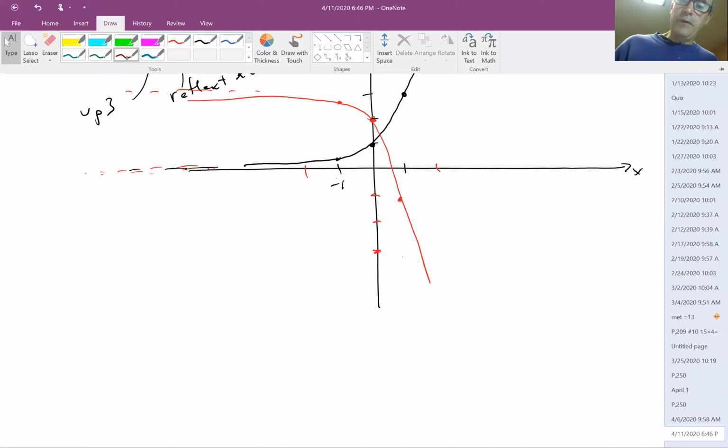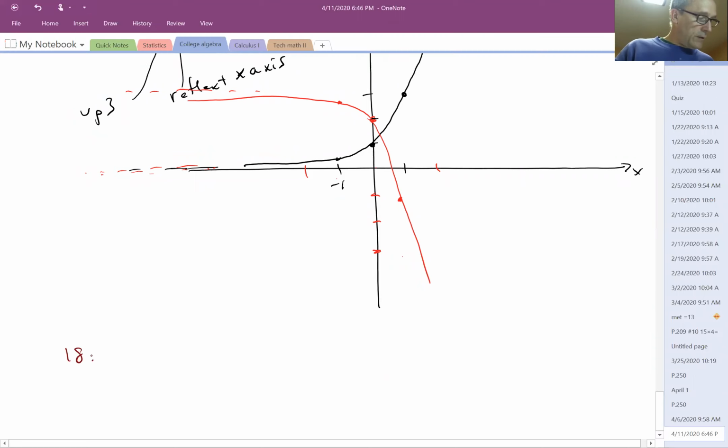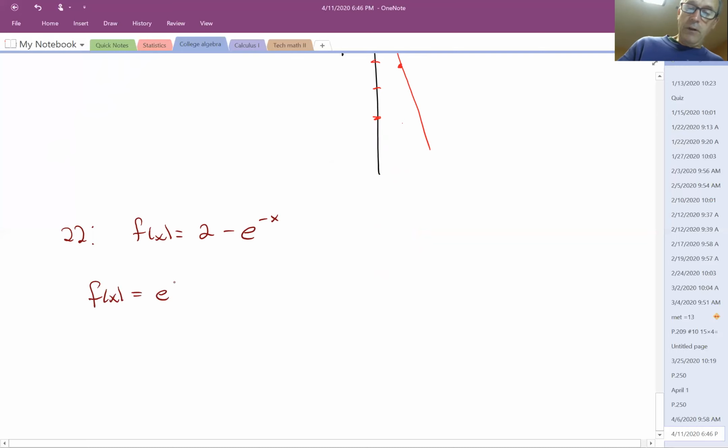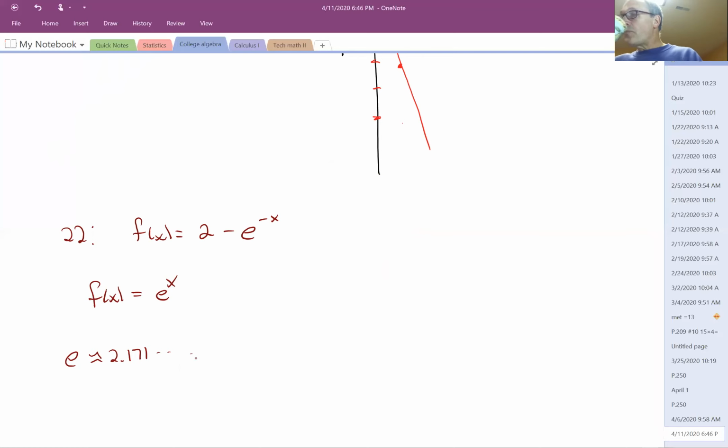Okay, now there's an important graph in here that we need to talk about. Number 18. I'm sorry, number 22. F of x equals 2 minus e to the minus x. This is the exponential curve. F of x equals e to the x. It's used a lot in science. E is approximately 2.71 something or other, dot, dot, dot. Okay? So it's between 2 and 3.